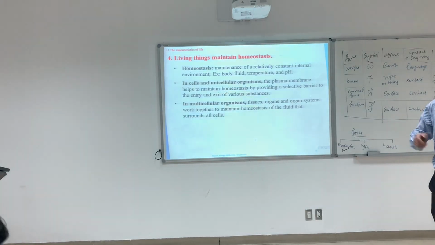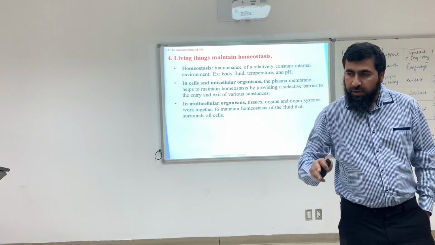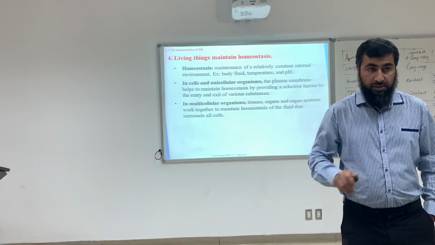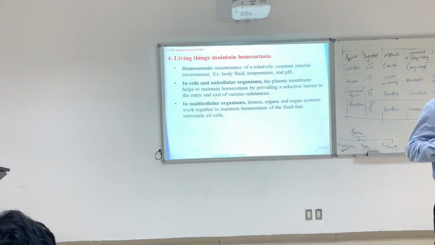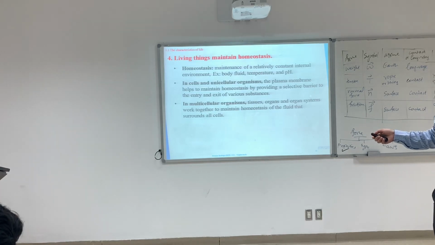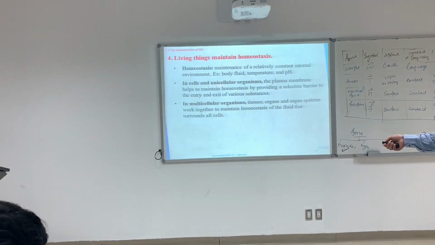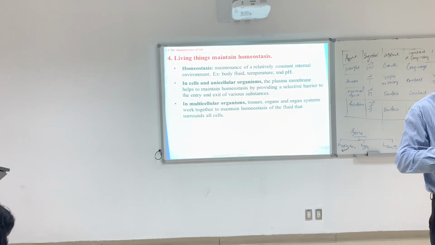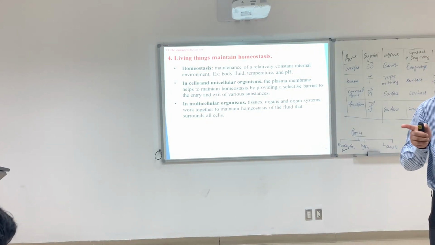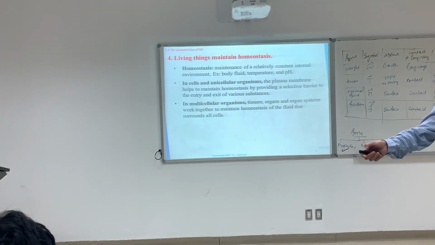Homeostasis is very important to understand. What is homeostasis? You should be able to define it. Make sure you know the definition and what it is. In terms of cells, what is the important feature that maintains homeostasis? The plasma membrane. In unicellular, that means in a single cell organism, the plasma membrane maintains homeostasis. Key point.